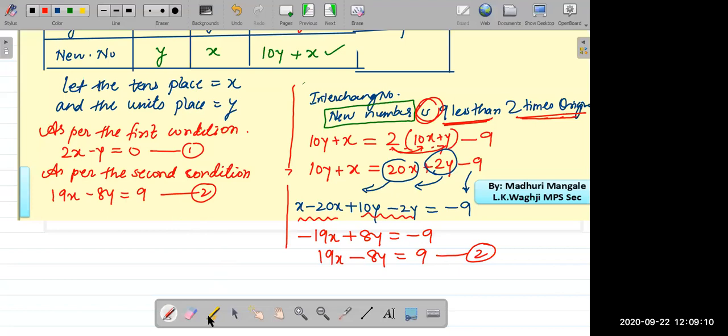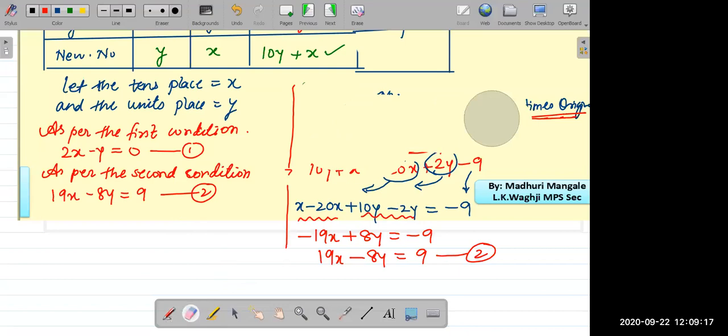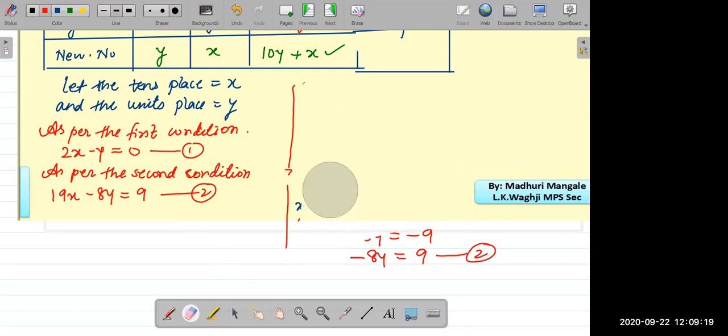Great. And I'm giving you 10 seconds. Go ahead and think what number should be multiplied with equation 1 to eliminate any one of the terms. What should be multiplied to equation 1 to eliminate the y terms?